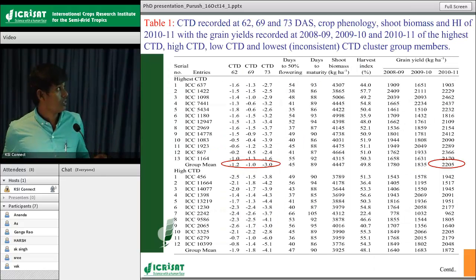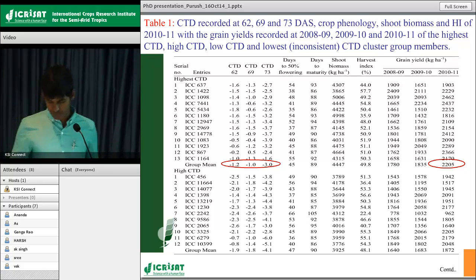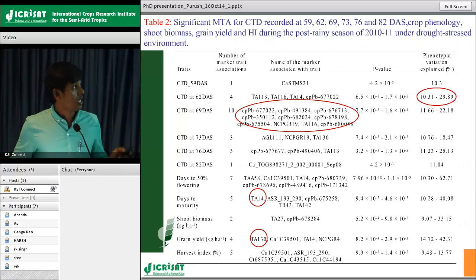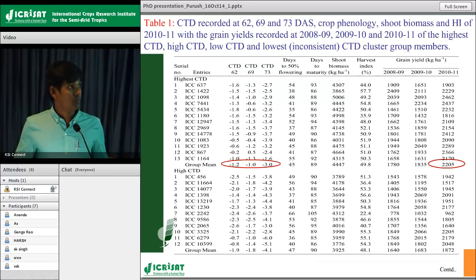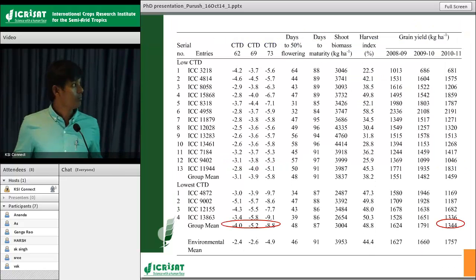The clusters were done basically using CTD at 3 stages, 62, 69 and 73, and grain yield at 2010-11. It shows that the genotypes with the highest CTD yielded high compared to the genotypes with high canopy temperature and the lowest CTD. In other words, the genotypes that have a lower canopy temperature can yield better, measured only at the reproductive stage. But in this case, the canopy temperature was high compared to the ambient temperature, so it seems to yield poorly.